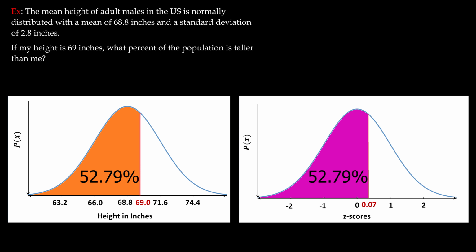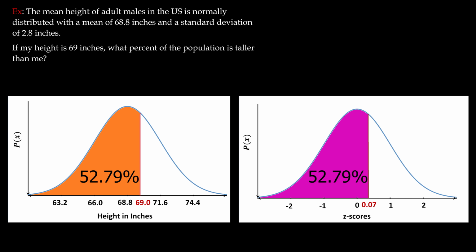What percentage of the population is taller than me? If 52.79% of the population is to the left of me, then 42.71% of the population must be to the right of me.